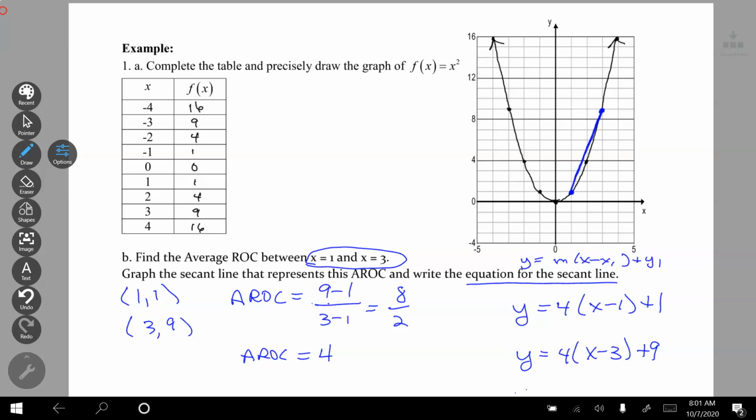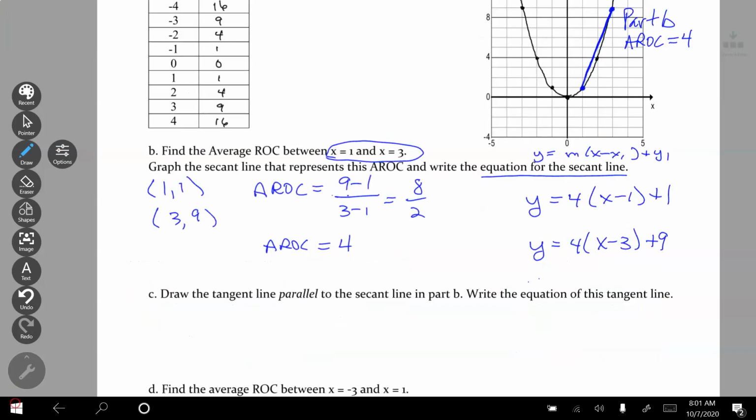To the best of my abilities. Okay. So this blue line is part B, and my average rate of change is equal to 4. Now for part C, I'm going to do the tangent line parallel to the secant line, which means I have to have the same slope.